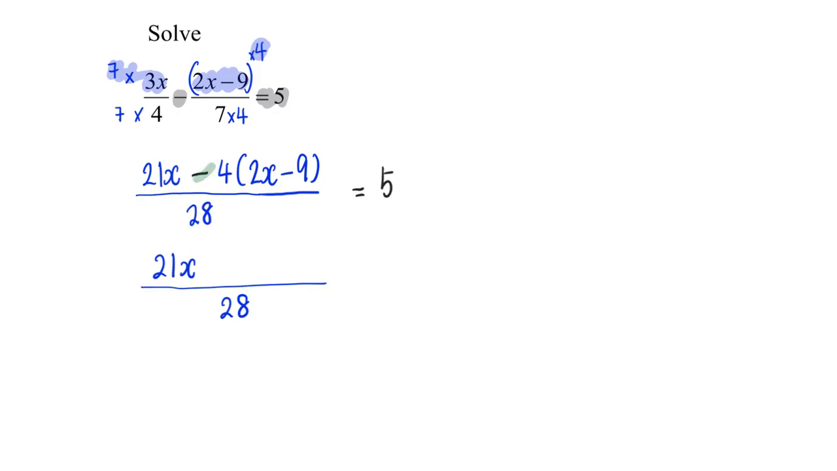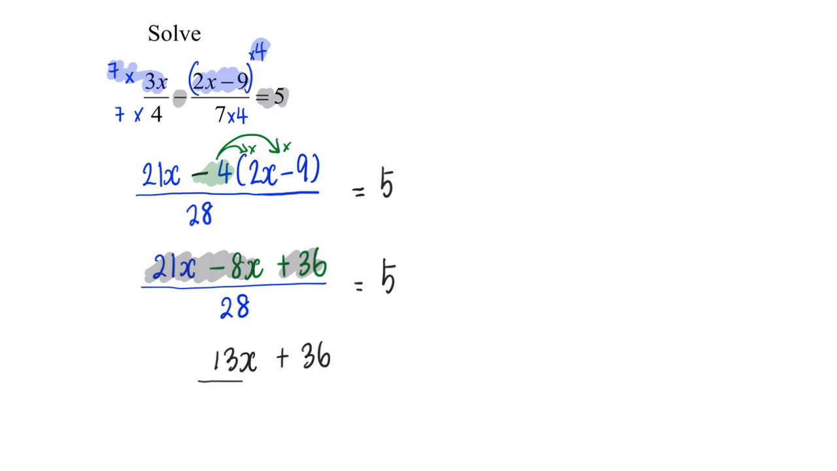21x. I'm going to expand and simplify this. Negative 4 multiplied by 2x, negative 8x. Negative 4 multiplied by negative 9, positive 36. Continue to simplify. So I will have 13x plus 36 over 28 equals to 5.